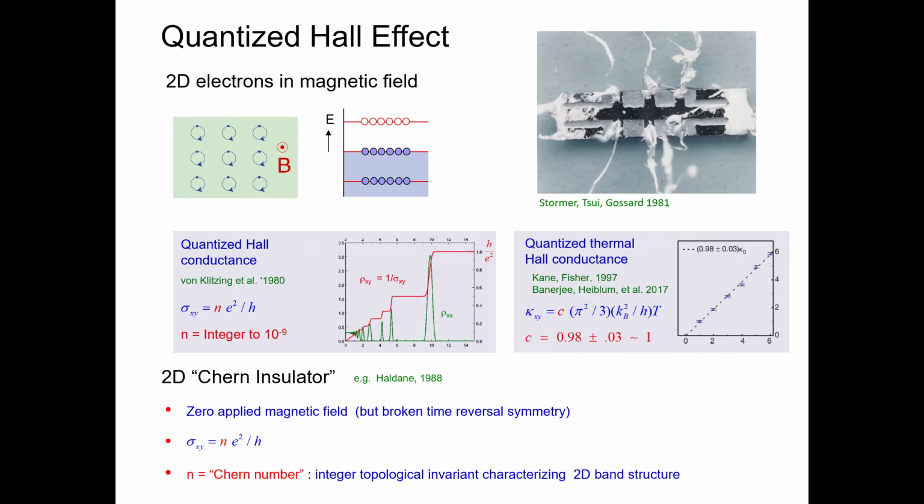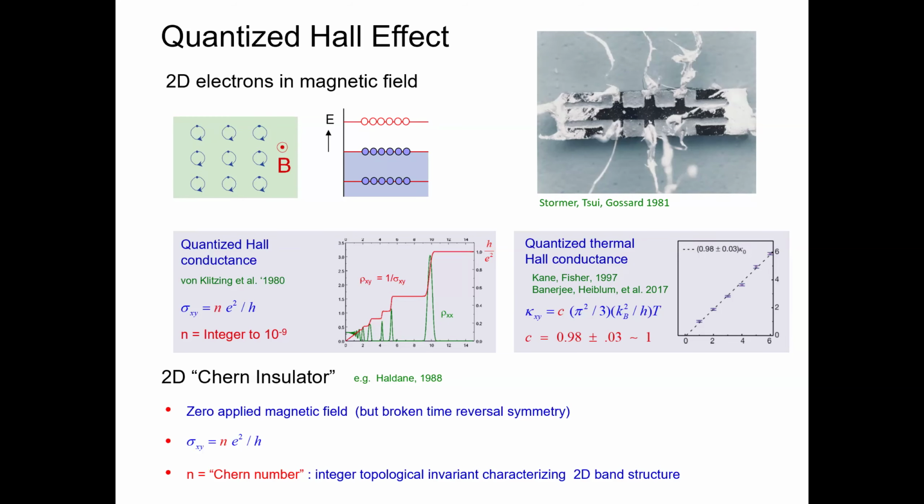So there's been a lot of recent effort trying to make a similar quantized Hall effect without an external magnetic field, and in the last several years there's been a lot of very interesting progress on that. We could call that a Chern insulator, an insulator that is sort of like the quantized Hall effect, but in zero external magnetic field, and it's characterized by a topological invariant called the Chern number. I'm not going to focus on that too much.